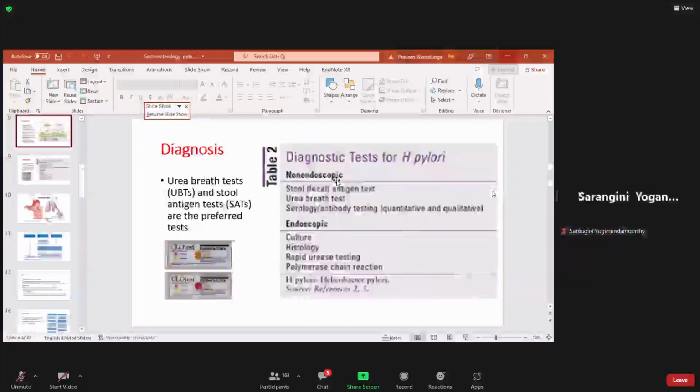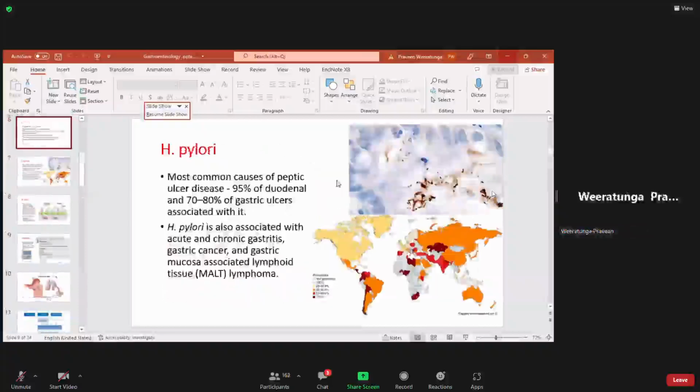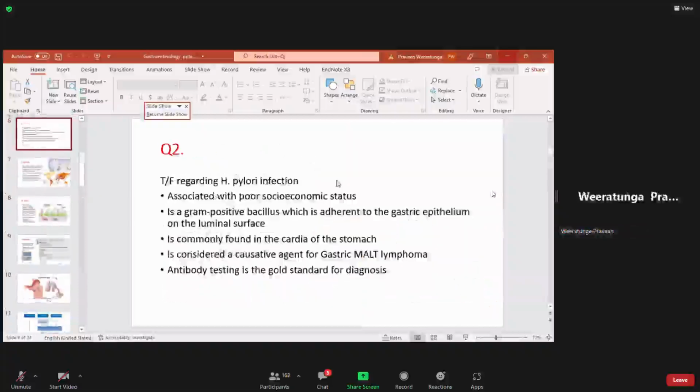Okay, right. So antibody testing is not the gold standard. What we currently use is stool methods. Sometimes we use the urea breath test. The urea breath test is not often used, but the stool antigen and the endoscopic methods are the ones that are commonly used.